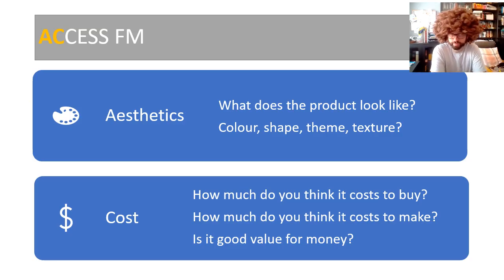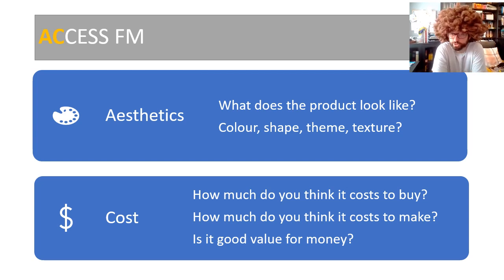So Access FM, function, aesthetics and cost there. We'll look at function, aesthetics and manufacture as the FAM in a moment. So aesthetics, one of our key words we've been through many times before: write about what the product looks like, what colour it is, what shape it is, what theme, what texture. So you're looking at overall appearance.